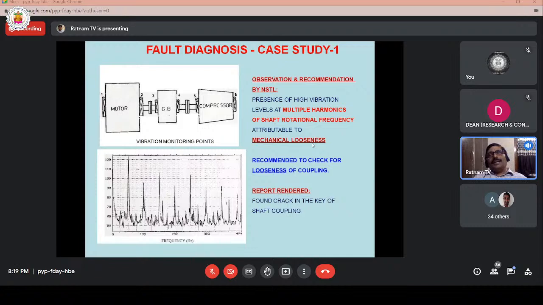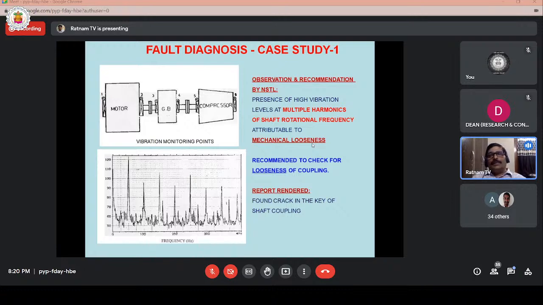We observed high vibration levels at multiple harmonics of the shaft rotational frequency. This machine is running at 3000 RPM, so the fundamental frequency is 3000 divided by 60, which is 50 Hz. The 50 Hz component is dominant in the bottom spectrum and its harmonics are also present. The presence of multiple harmonics is attributable to mechanical looseness, as we have seen in the earlier slides. This is a typical fault symptom that appears in the vibration spectrum. We recommended checking for looseness of the coupling between the compressor and the gearbox.